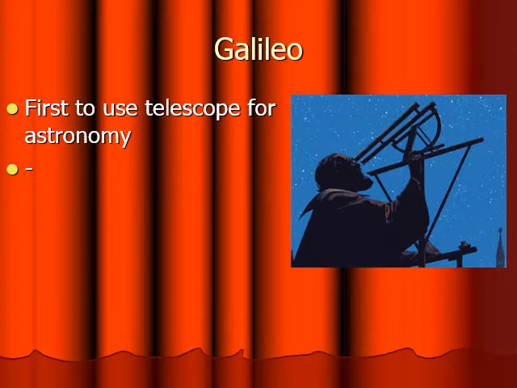He didn't invent the telescope, but he was one of the first people to use it for astronomy. And he made a really, really big, important discovery. And his discovery we're going to see in just a second here. But what he did was he basically proved the Copernicus idea that the sun was in the center.